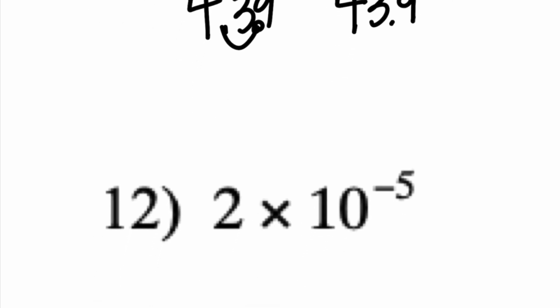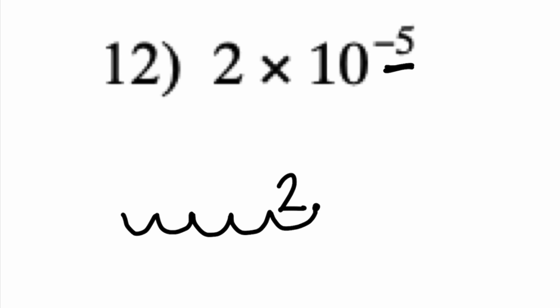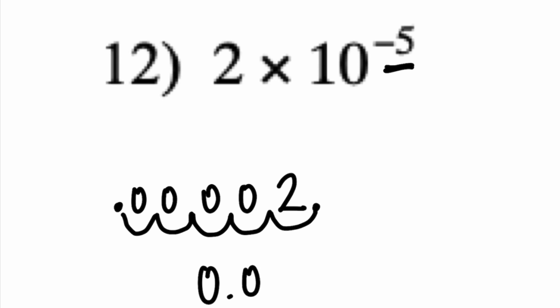And then our last one, we have a negative exponent, so it's less than 1. So we have our 2, and our decimal is right here. And we're going to move it 1, 2, 3, 4, 5 places. So we have 0.00002. Good job.